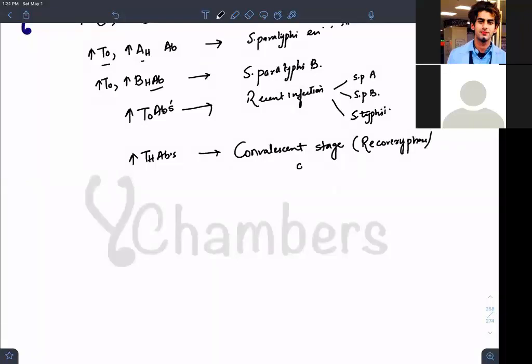Or it is an anamnestic reaction. What is anamnestic reaction? What is anamnestic response? An anamnestic response means once you give a particular antigen to your body, once you put any sort of infection or any antigen to your body, there will be a rapid reappearance of antibodies.